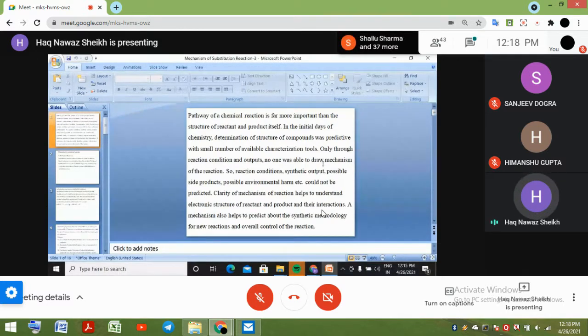And if the rate of the reaction depends upon the nature of the leaving group, it is definitely the SN1 mechanism. If the rate of reaction does not depend much on the nature of the leaving group, then obviously it is the second order SN2 mechanism. So that is another aspect, that the nature of the leaving group will give us some idea about how the reaction is proceeding, whether it is following a dissociative mechanism or an associative mechanism.